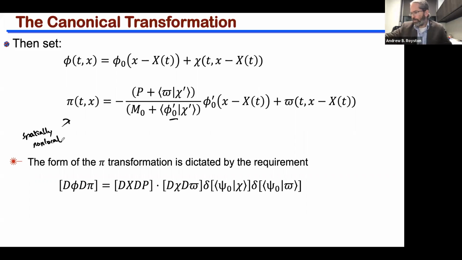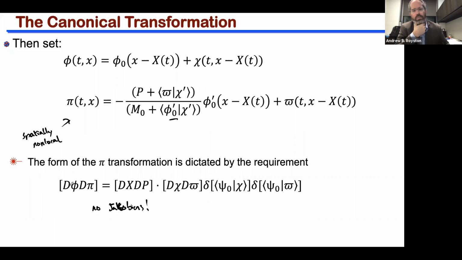Now, I'll come to this comment down here. Oh yeah, let me describe that now. So what we want is for this transformation to preserve the phase space measure, and that's how this pi is determined, so that we don't get any Jacobians when we change variables in the path integral.